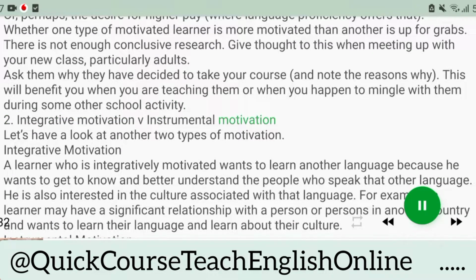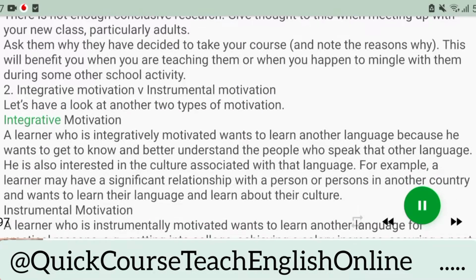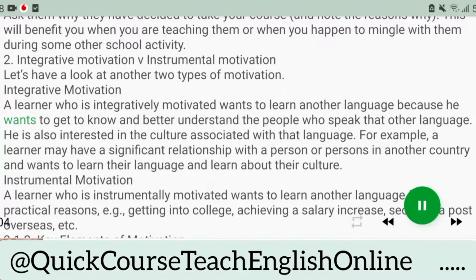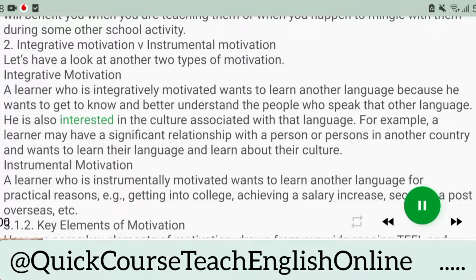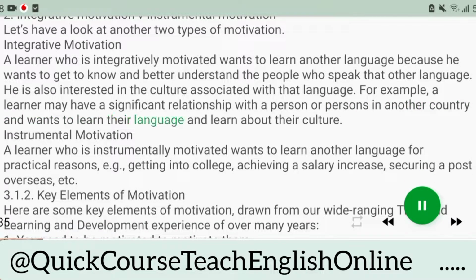2. Integrative motivation v. Instrumental motivation. Let's have a look at another two types of motivation. Integrative motivation. A learner who is integratively motivated wants to learn another language because he wants to get to know and better understand the people who speak that other language. He is also interested in the culture associated with that language. For example, a learner may have a significant relationship with a person or persons in another country and wants to learn their language and learn about their culture.